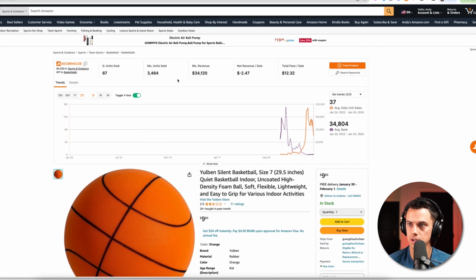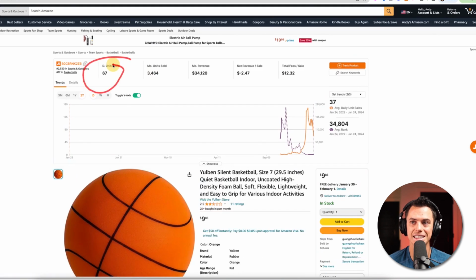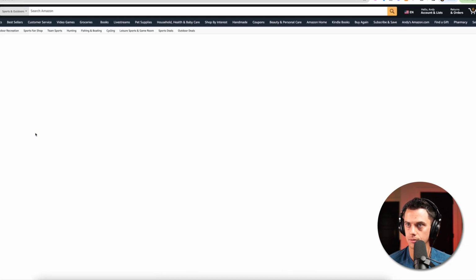If I scroll up and look at my Jungle Scout data, 3,000 units a month for $34,000 in monthly revenue. And they have 11 reviews, 11. And the average rating, guys, 2.5 stars. With a 2.5 star average, which is horrible, and only 11 reviews, they're selling 67 of these bad boys per day. Oh my heavens. What's this one?